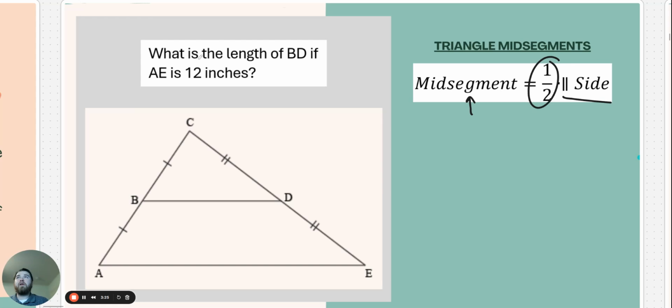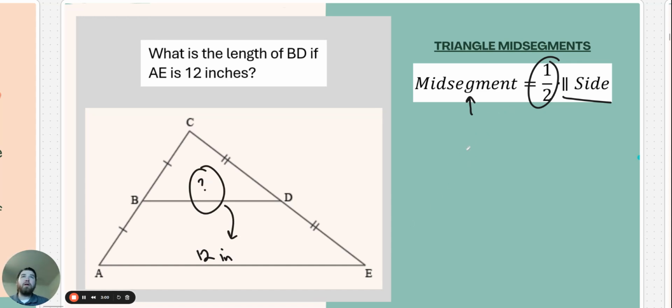So if I look at this here, I've got: what is the length of BD? I'm trying to find that length if AE is 12 inches. So what I need to do is I could either use this little formula that I've set up there, or I can just apply that theorem. That theorem basically says that this midsegment here is going to be half the length of that parallel side.